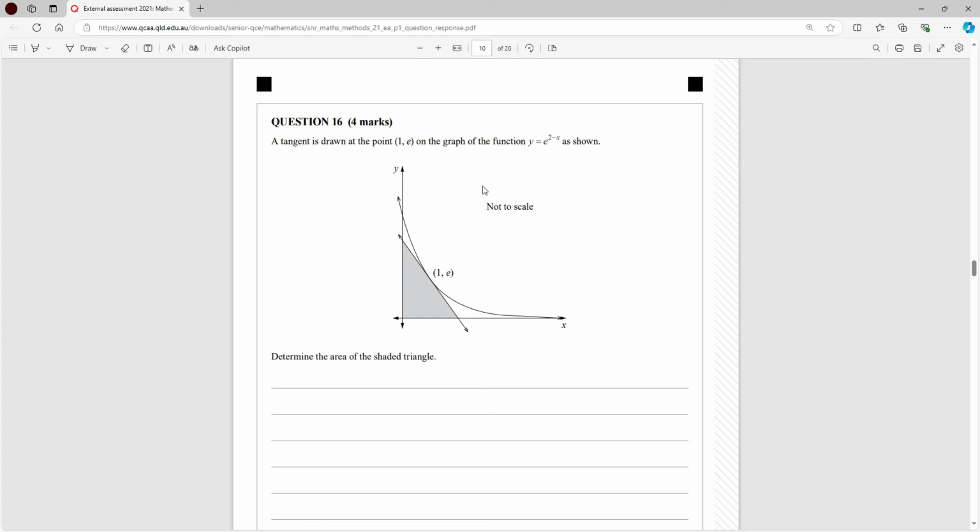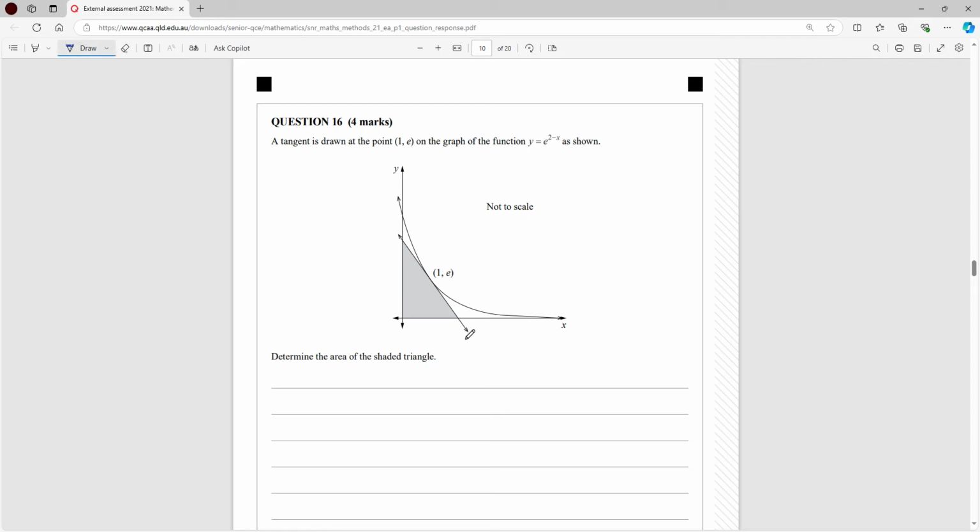So question 16, worth 4 marks. Now you are able to use the methods formula sheet as well. That will be given to you in the test, but this one is strictly calculator free, okay? A tangent is drawn at the point (1, e) on the graph of the function y equals e to the power of 2 minus x, as shown. So here we can see there's the tangent, that straight line, and we can see our exponential. Determine the area of the shaded triangle.